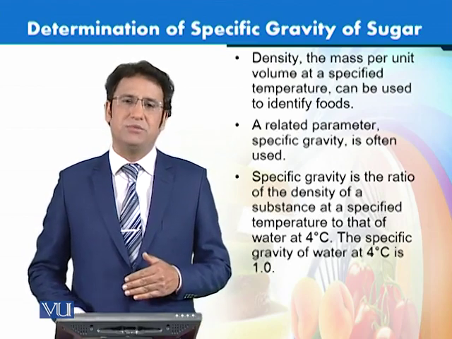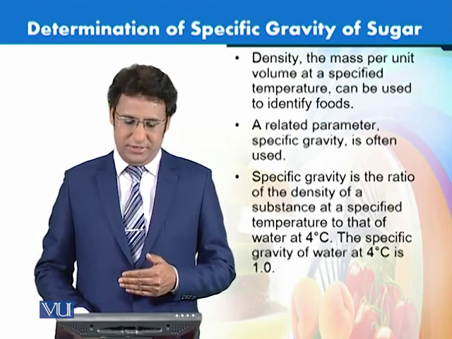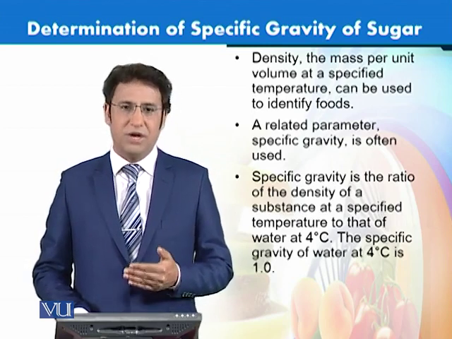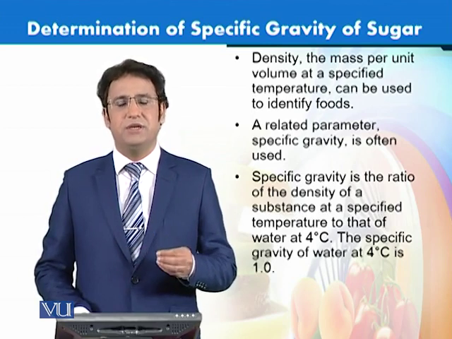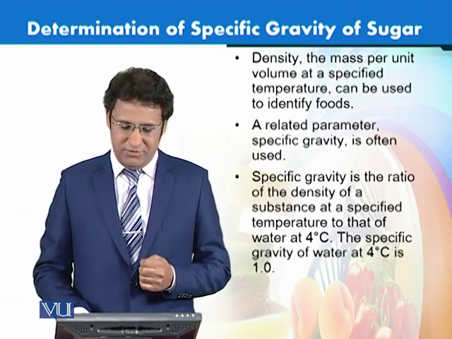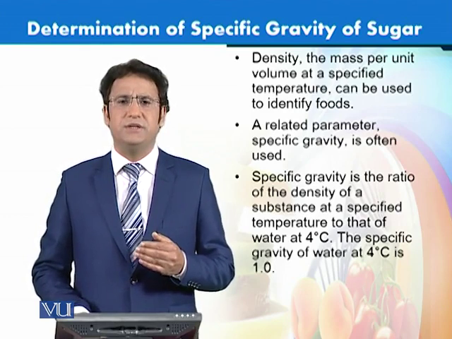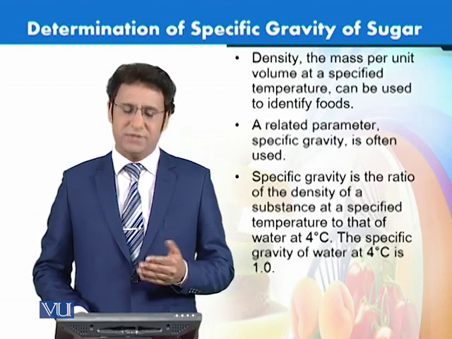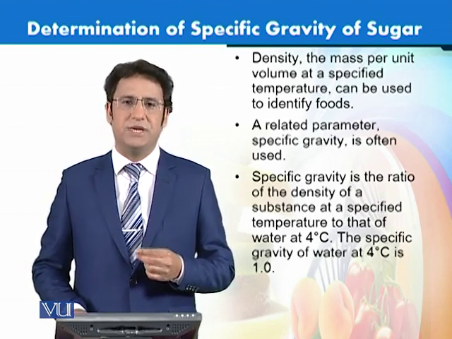So if we talk about the definition of specific gravity, it's the ratio of the density of a substance at a specified temperature to that of water at 4 degrees C. So this is a comparison of the density of any other compound with water at 4 degrees C. And why we measure this at 4 degrees C is that the density of water at 4 degrees C is equal to unity. So we always have one value for density at 4 degrees C.